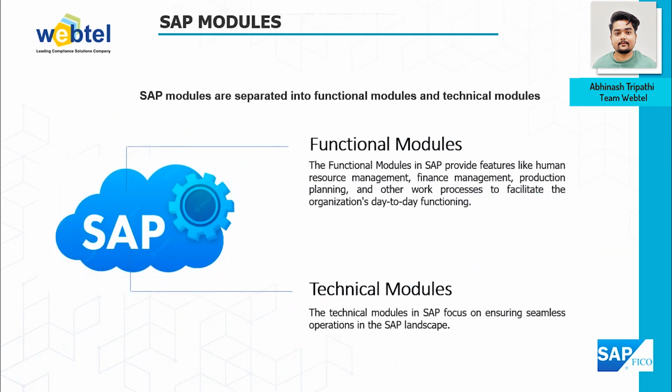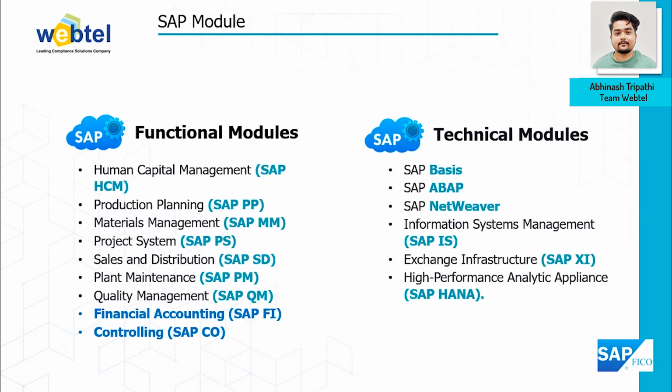SAP modules. SAP modules are separated into function modules and technical modules. Function modules in SAP provide features like human resource management, finance management, production planning, and other work processes to facilitate the organization's day-to-day functioning. Technical modules in SAP focus on ensuring seamless operations in the SAP landscape. Here you can see function modules and technical modules.